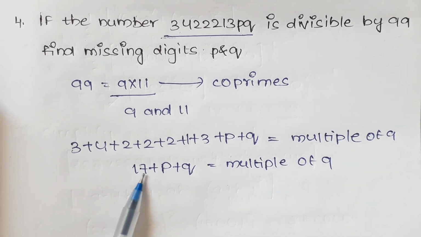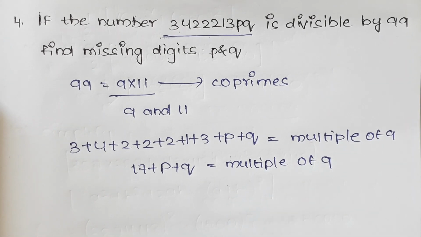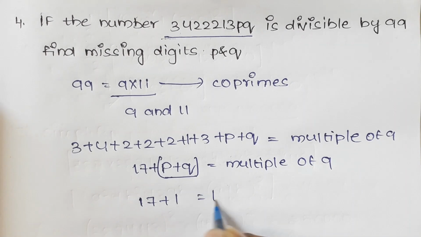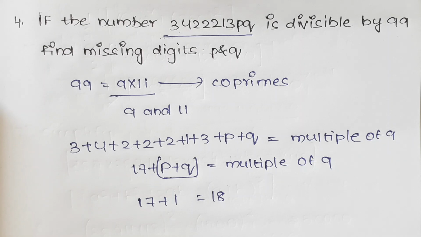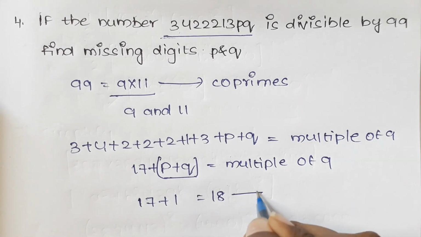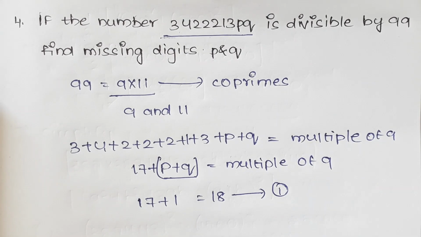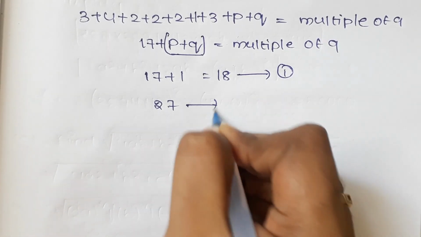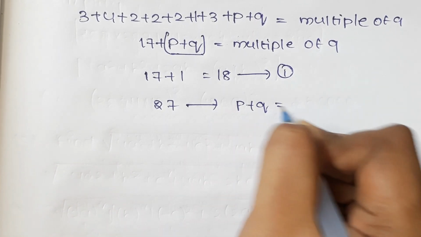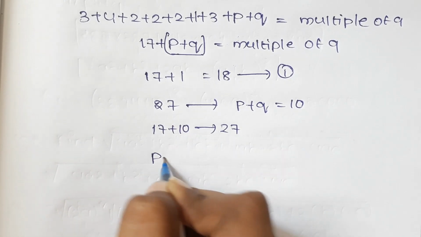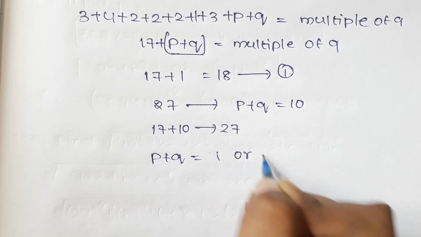Here we have 17, and the next number after 17 is 18, and 18 is divisible by 9. So here we should add P plus Q is 1, that is 18. And the next number divisible by 9 after 18 is 27. So for 27 we should add P plus Q equals 10, since 17 plus 10 is 27. So here P plus Q equals either 1 or 10.